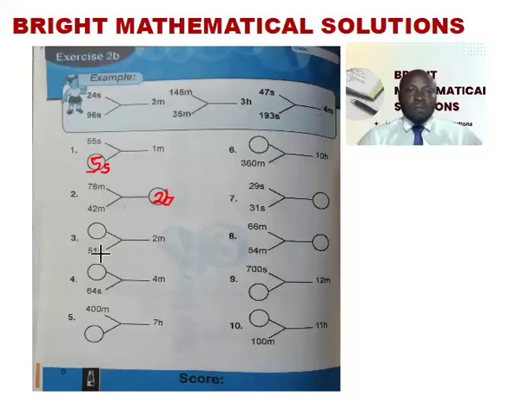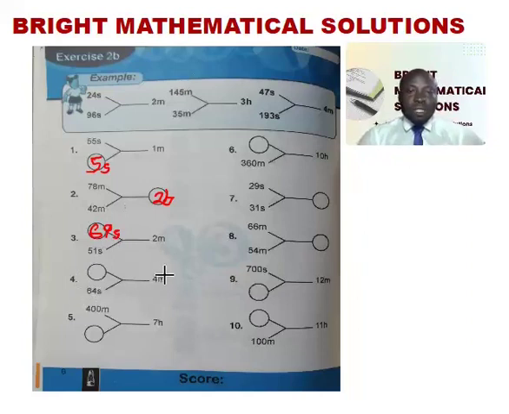Now we have 51 seconds, and they said it leads us to 2 minutes. So how many seconds do we need to arrive at 2 minutes? So 2 multiplied by 60, that is 120. So 120 minus 51 seconds will give us 69 seconds.